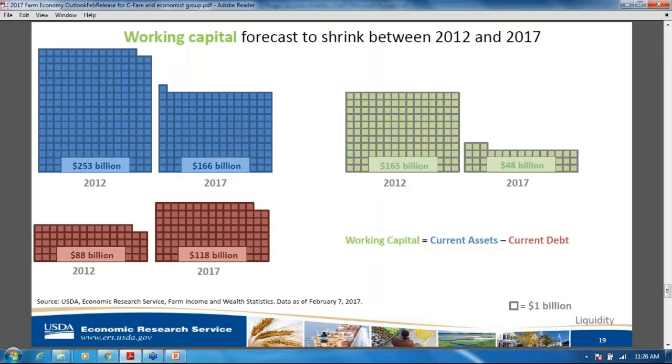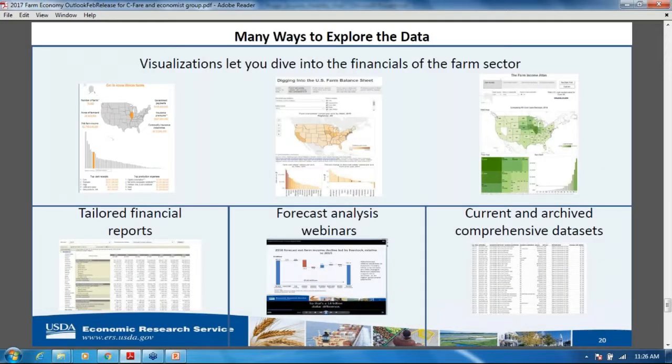And if you take current assets minus current debt, you're left with a liquidity measure called working capital, and that is forecast to shrink between 2012 and 2017. So I kind of rushed through that, but I did that because I want to have at least a little bit of time to get into moving away from the forecast and looking at all of the really rich data that we have on historic farm sector income and wealth.